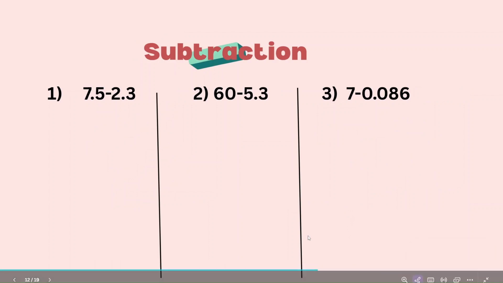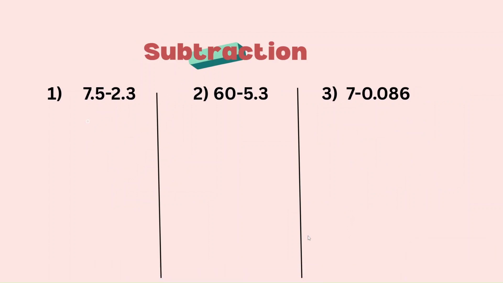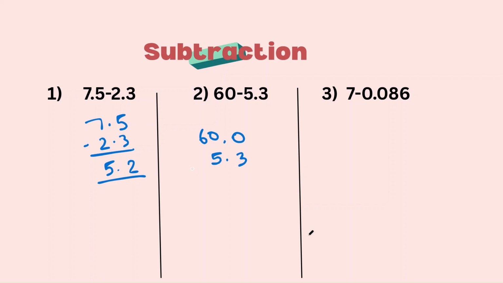Now we will see subtraction. Subtraction is also the same way. We have to write those numbers with the decimal points aligned in a straight line. All other things are the same. Here, 60. Where nothing is there, we can put 0. And 5.3. So here what will happen? This is 10 and this is 9. 10 minus 3 is 7. 0.9 minus 5 is 4. And this will be 5 only. So 54.7 is the answer.